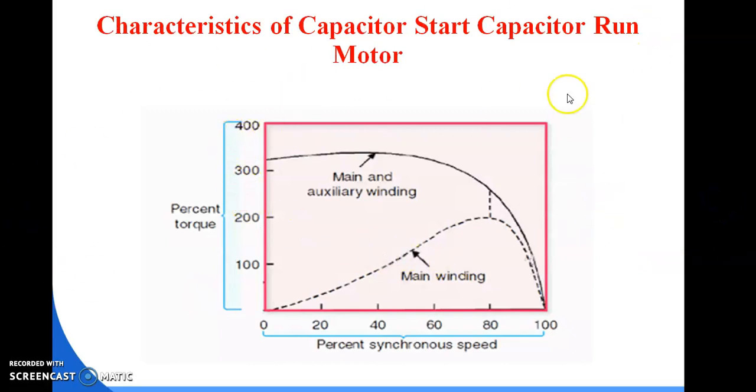Now, this is the characteristic of the capacitor start capacitor run motor. This is the percentage torque. This is the percentage synchronous speed. So we can see this is the main and auxiliary winding. This is only the main winding.